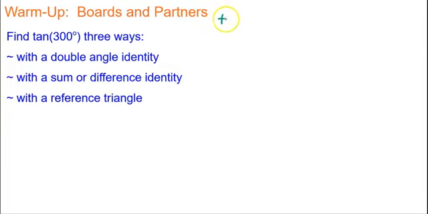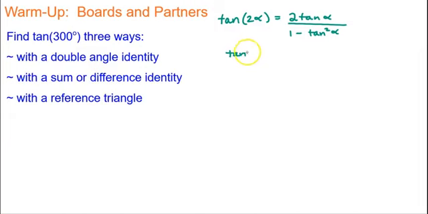So the double angle identity for tangent is tangent of 2 alpha equals 2 tan alpha divided by 1 minus tangent squared alpha. So if our 2 alpha angle is 300 degrees, then tangent of 300 will be 2 tangent 150, because 300 is double 150, over 1 minus tangent squared 150.